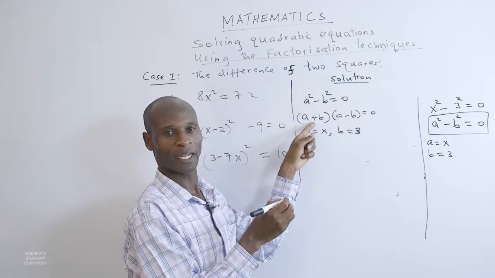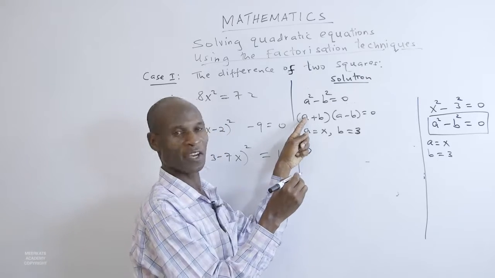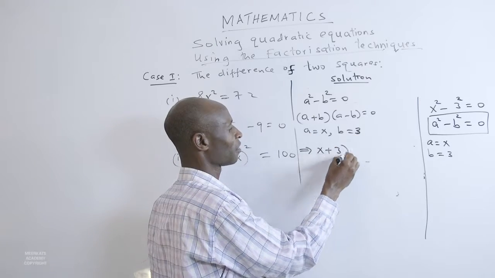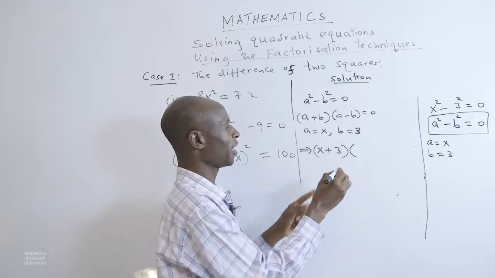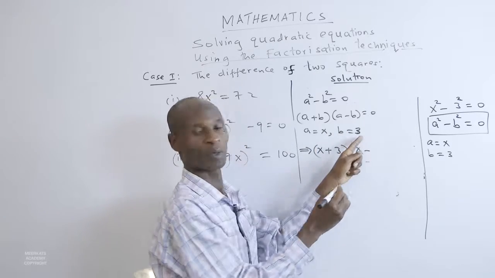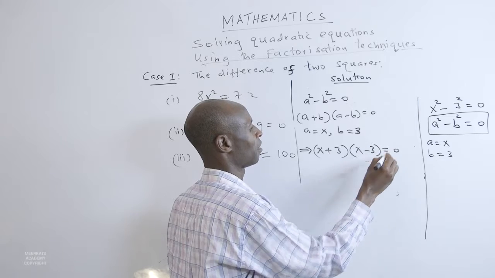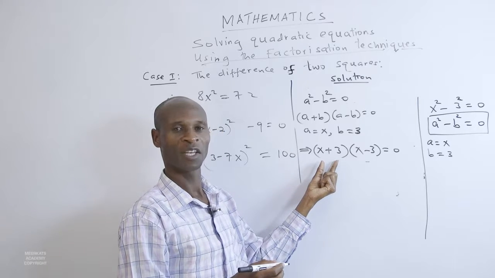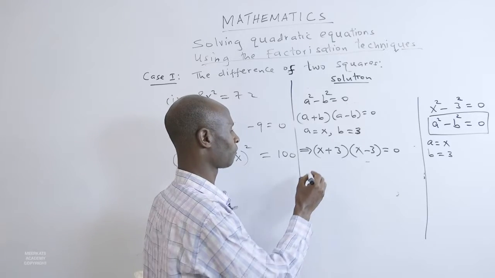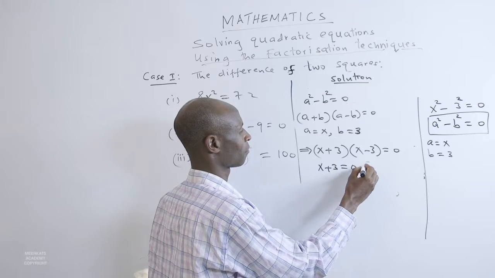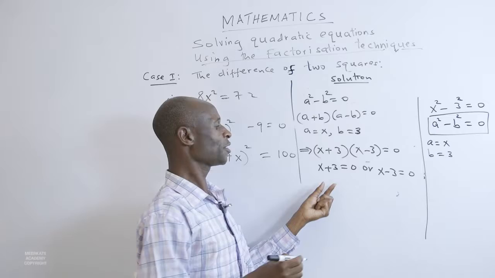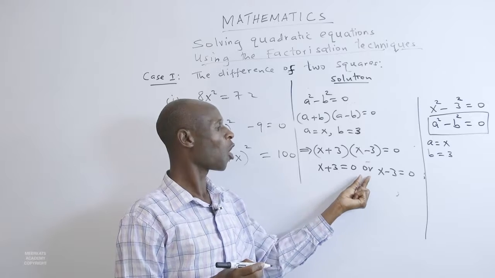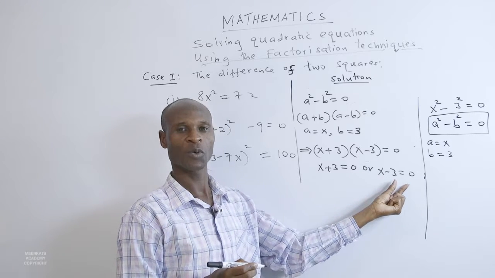So if we substitute correctly, where there is a, we put there x. Where there is b, we put there positive 3. Where there is a, we put there x. Where there is b, we put there 3. Then at this point, we have two linear factors. We can find the value of x by using the null factor law. Using the null factor law, it means the first linear factor, x plus 3 is equal to 0, or the second linear factor, x minus 3 is equal to 0.